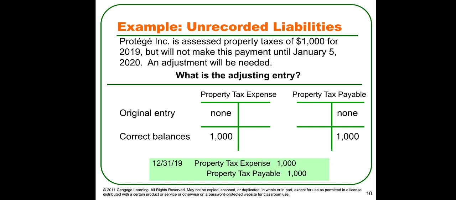So the adjusting entry is, see here, first you have to record the expense. So in accounting, when you have to record the expense, you have to debit the account.